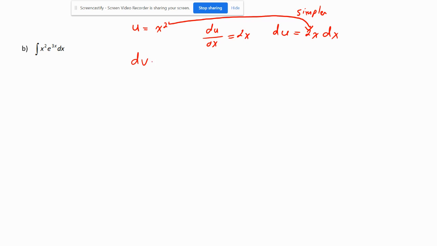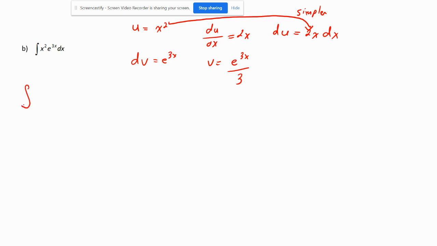In this case, if dv equals e to the 3x, that means v is going to be e to the 3x over 3. The antiderivative of e to the 3x is e to the 3x over 3. Now, yes, this did get more complicated, but really the over 3 is just a constant, guys. And constants, we can just factor them out. They're really easy to deal with.